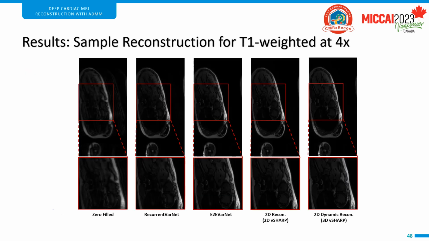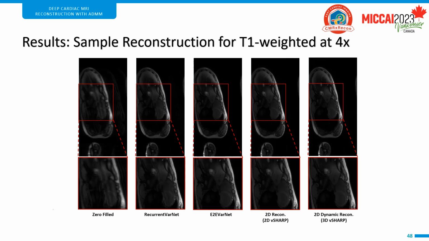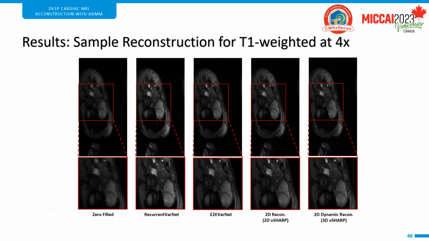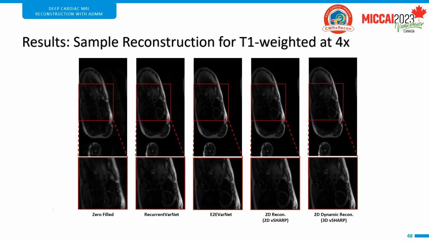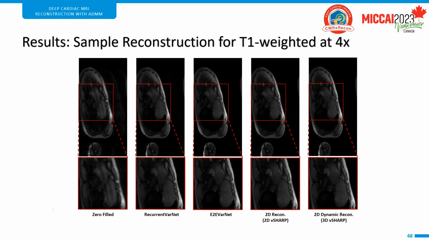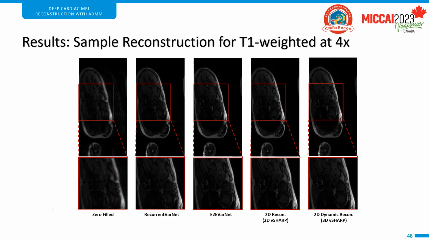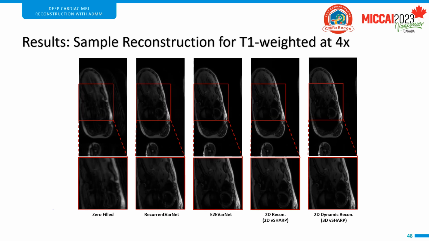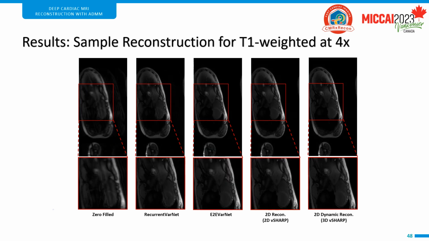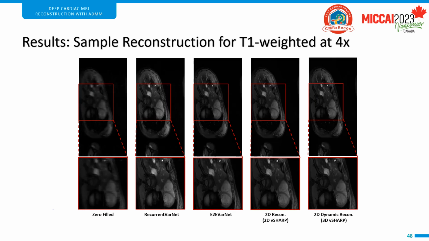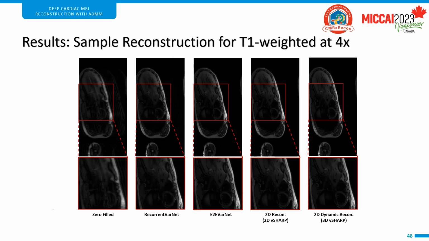Now, let's take a closer look at some reconstructions from the validation dataset. Here, we examine a T1 weighted sample with an acceleration factor of 4. As you can see, all methods show significant improvements over the zero-filled reconstructions. While the absence of a ground truth makes it challenging to identify all artifacts, upon closer inspection of the zoomed-in regions, we observe that both of our proposed methods produce reconstructions of higher fidelity compared to the baseline methods.